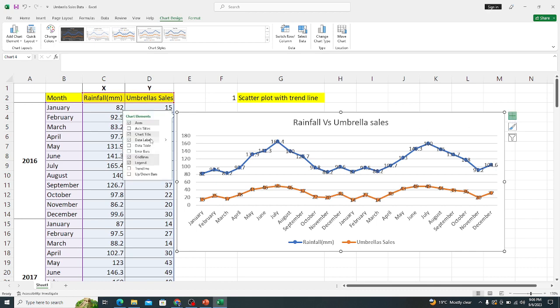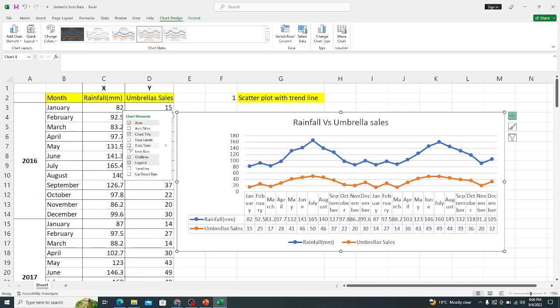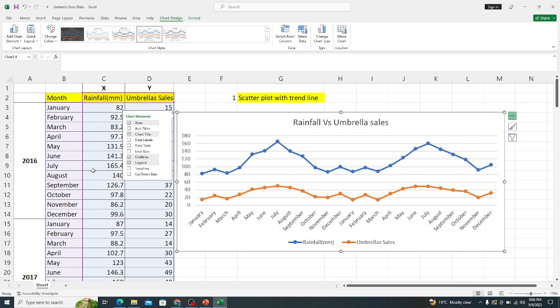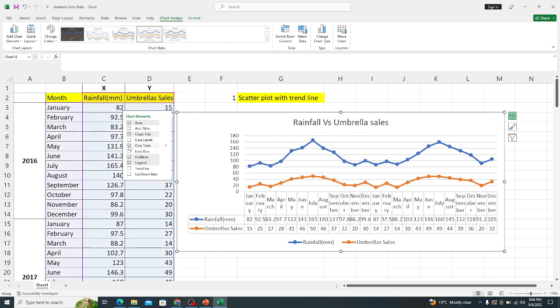From the plus, we have data labels. If you want the data labels, you check the data labels. If you don't want them, you can just uncheck, and you'll see the data labels have disappeared. If you want them, you can include them. If you also want the data table, like you want this data to come here in a table format, you can always check the data table.